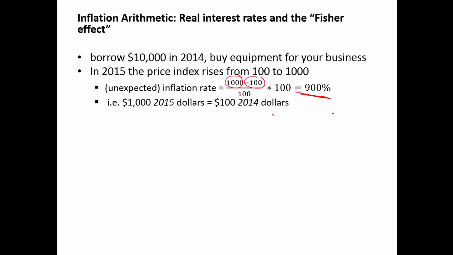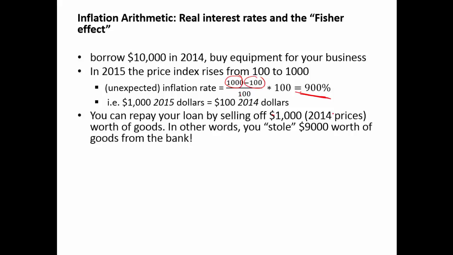And what that means is $1,000 is equivalent in purchasing power to just 100 of the old dollars, the original 2014 dollars. So I borrowed 10,000 of these older, more valuable dollars, and I can repay that with a tenth of that in terms of the new dollars, because new dollars represent old dollars at this 10-to-1 ratio. So if I sold off $1,000 worth of assets at the old price level, I could pay off my loan, and I've therefore stolen $9,000 worth of goods from the bank. Well, it's not really theft, but in effect it is, because the bank is facing this loss.